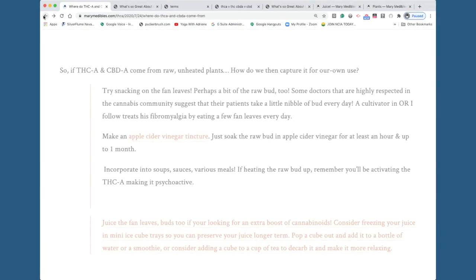And if you know anybody who's suffering from something, if you happen to grow and you juice, consider donating your juice to them so that they can take advantage of it and perhaps have some relief from their symptoms. Just a suggestion.